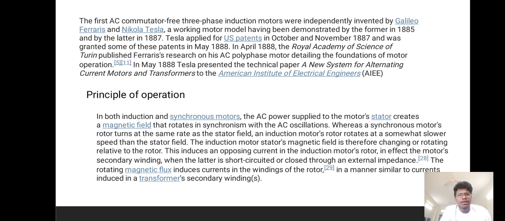when the latter is short circuited or closed through an external impedance. The rotating magnetic flux induces currents in the winding of the rotor in a manner similar to currents induced in a transformer's secondary winding.